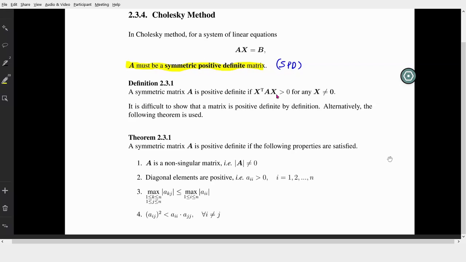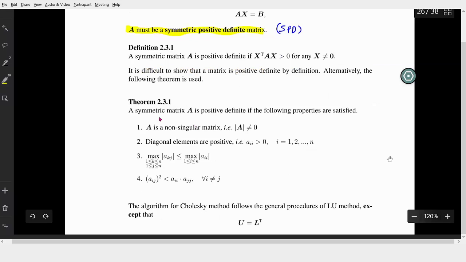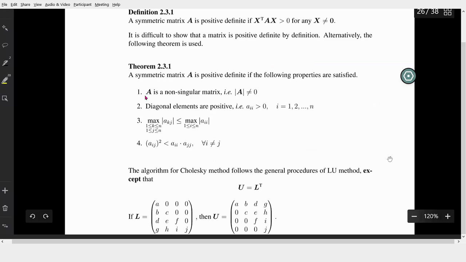But alternatively, we have another option, which is by using the theorem. So a symmetric matrix A is positive definite if the following properties are satisfied. So first, A must be non-singular matrix. What it means by non-singular is the determinant of A must not equal to zero. So this one can be done by the calculator. So make sure you know how to get determinant by using the calculator.